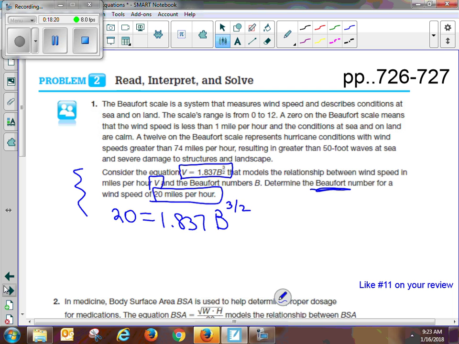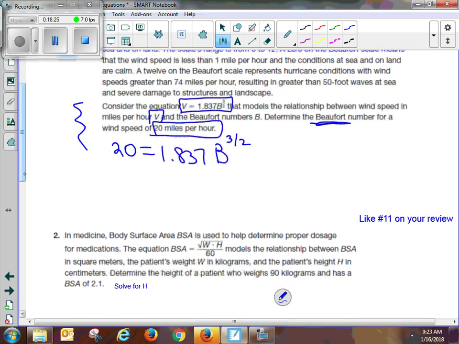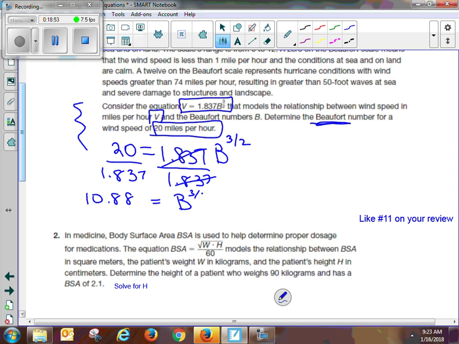Question. Okay, next step, and this is where I would keep it running in my calculator if I was doing it. I'm trying to get to the B. What would you do? Good. So in my calculator, I would have to do 20 divided by 1.837 and keep that there. And I think I got about 10.88, something like that. Is that what you got? Okay. Equals B to the 3/2 power. And of course, in the calculator, just keep it going.